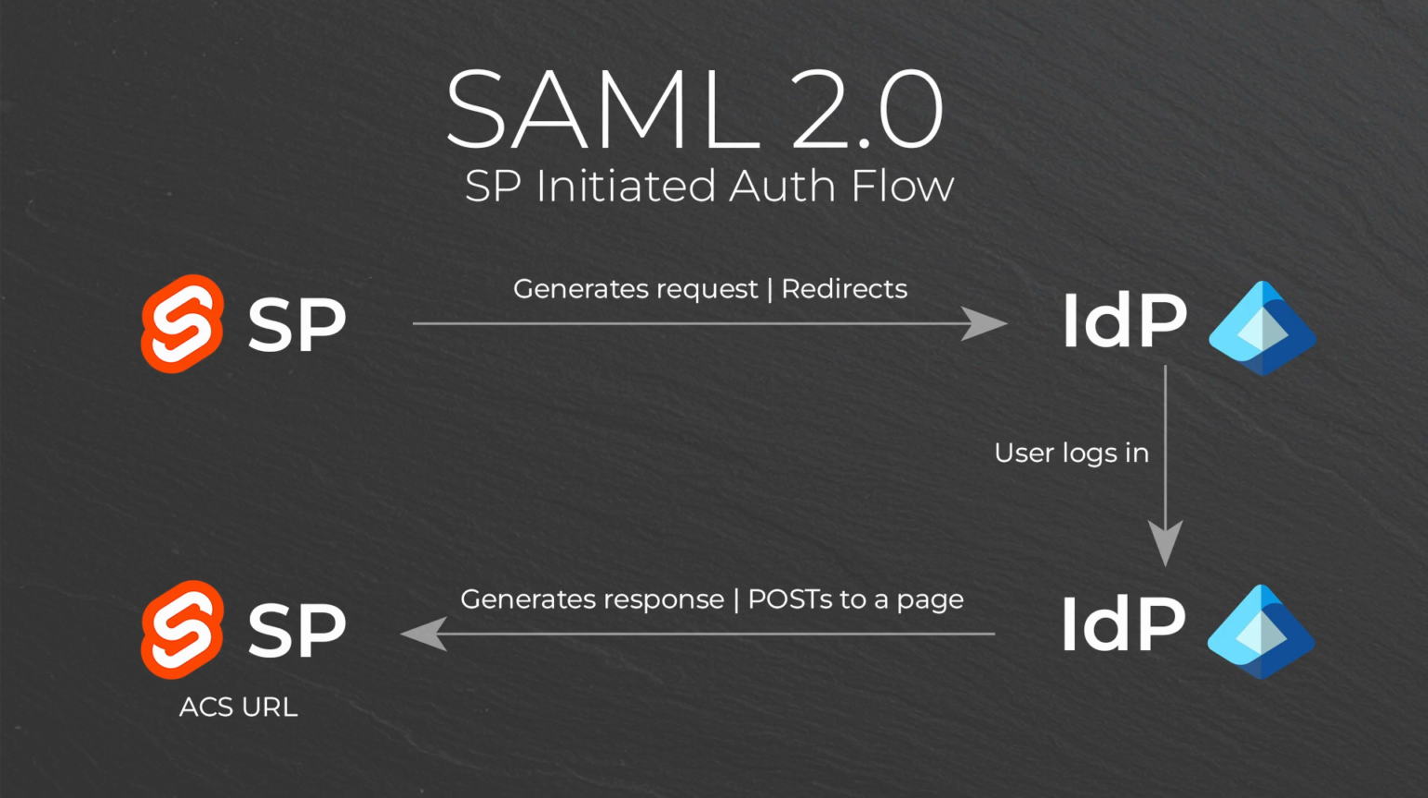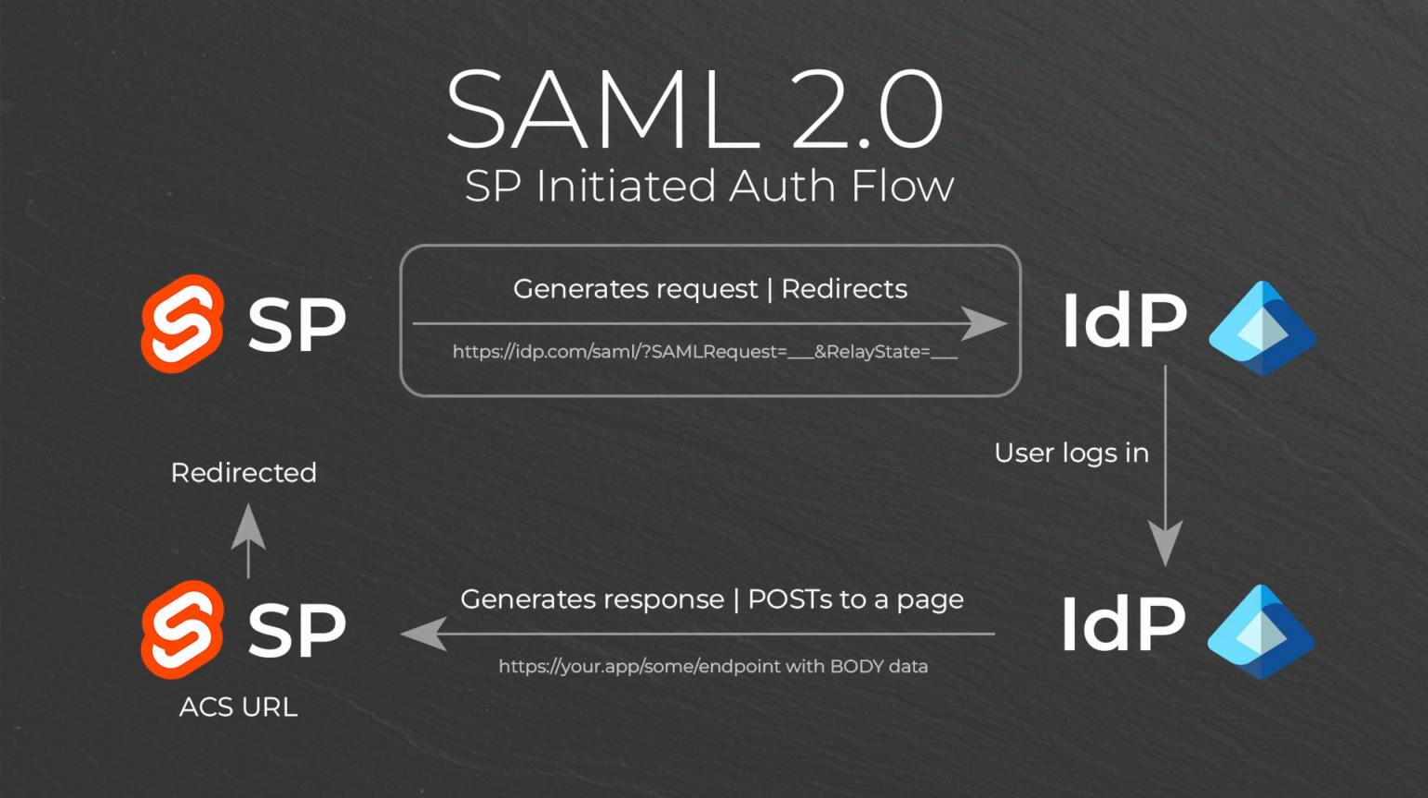In this example, our site will initiate the login to the IDP, which will be Microsoft Azure or Entra, but any SAML 2.0 identity provider will work the same. To log in, you send the user to the IDP's login URL and provide a SAML request and relay state query parameter. The SAML request value is an encrypted string that contains info about your app, and the relay state is where you want the user to be sent after.